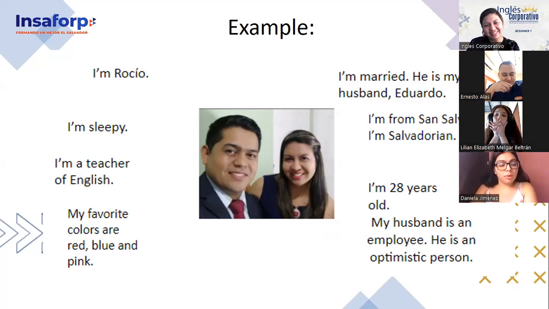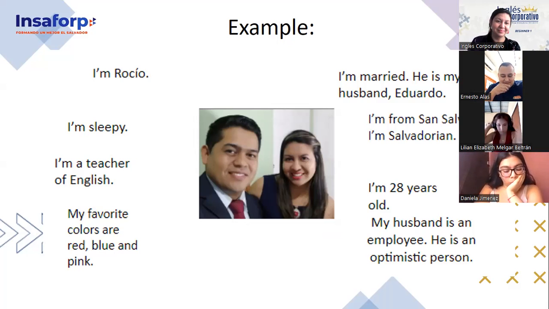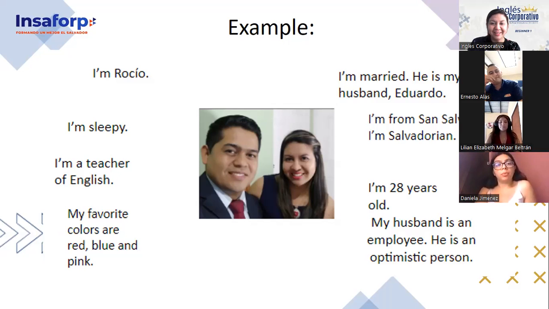Okay, I'm Ernesto. I am 28 years old. I am account receivable and also a student. My favorite colors are gray. I'm married. His name is Abigail. I'm from San Salvador. I'm Salvadorian. And that's all. Thank you.